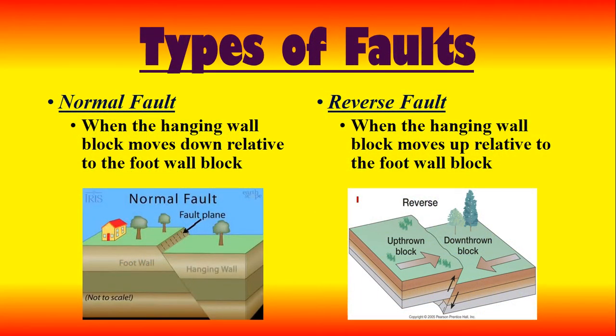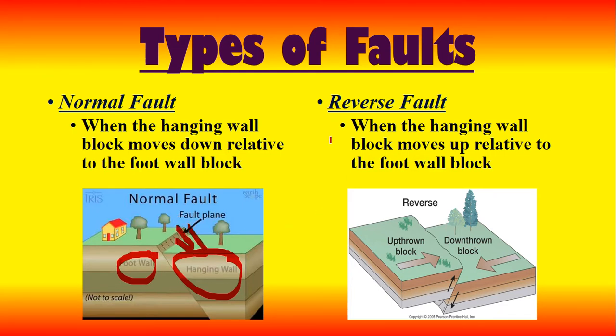Now, the types of faults, there are four types of faults. First is a normal fault. This is when the hanging wall block moves down relative to the footwall block. You can kind of see that in this picture here. Here's the hanging wall, here's the footwall. It's moving down.